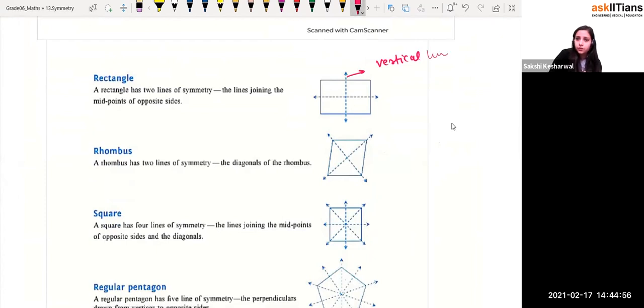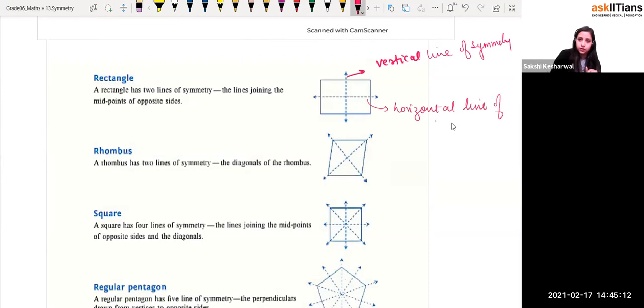Vertical line of symmetry, right? And the horizontal line of symmetry. It does not have a diagonal symmetry, right? So this is what, beta, only horizontal. This is the horizontal line of symmetry, right?